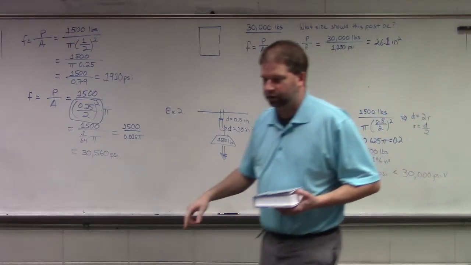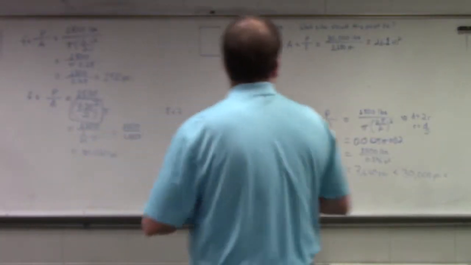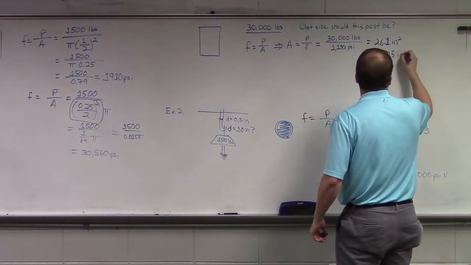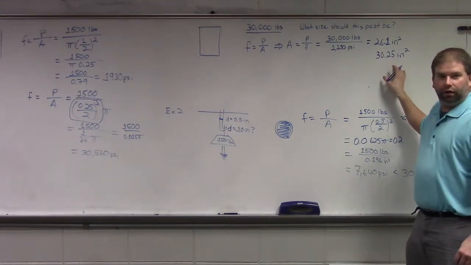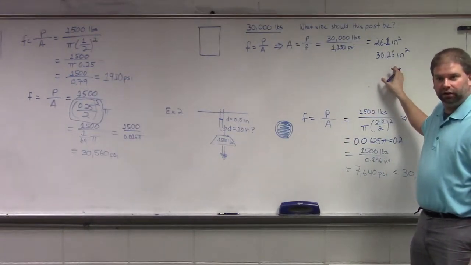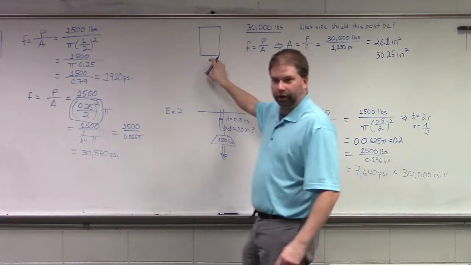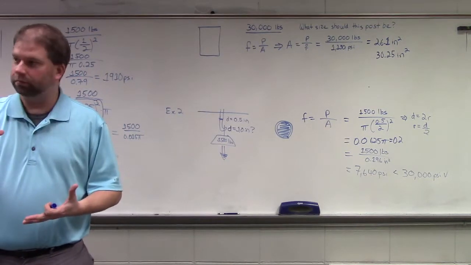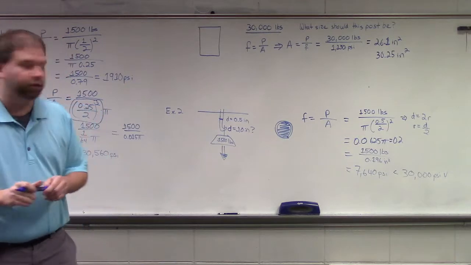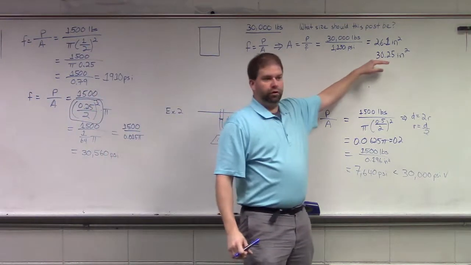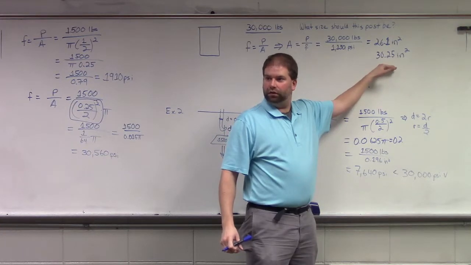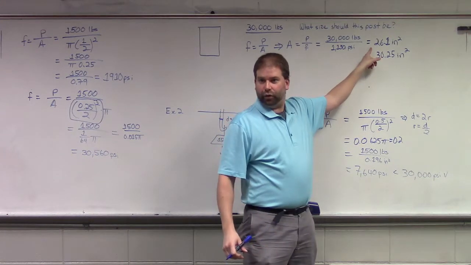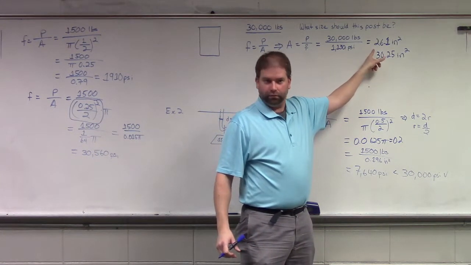What's our actual cross-sectional area for our 6-inch post? 5.5 by 5.5, 30.25 square inches. So what does that tell us about this particular support? It has more capacity than it's going to need. But that's okay. Wouldn't we be willing to over-design in this case and save on the economy rather than paying for the custom 26.1 square inch member?